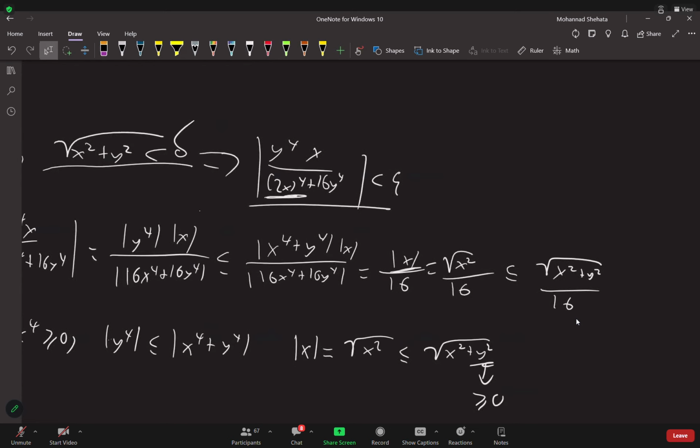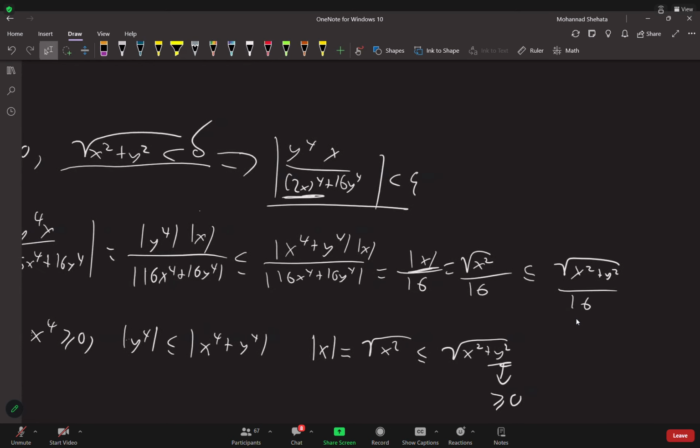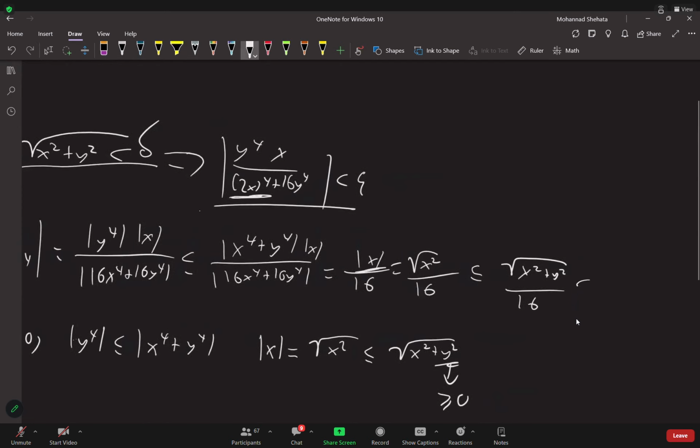Now, do we have an upper bound for the square root of x squared plus y squared by any chance? Yes, it will be delta. So it will be less than delta over 16, and that's what we want to pick for our epsilon. So yes, delta will be 16 epsilon. Someone in chat has pointed out.